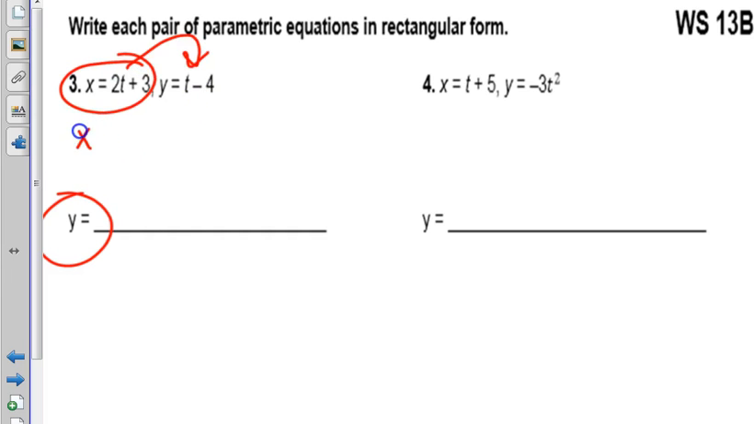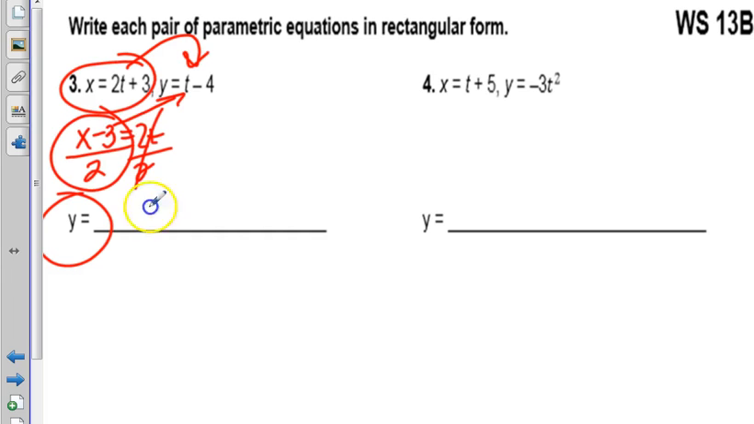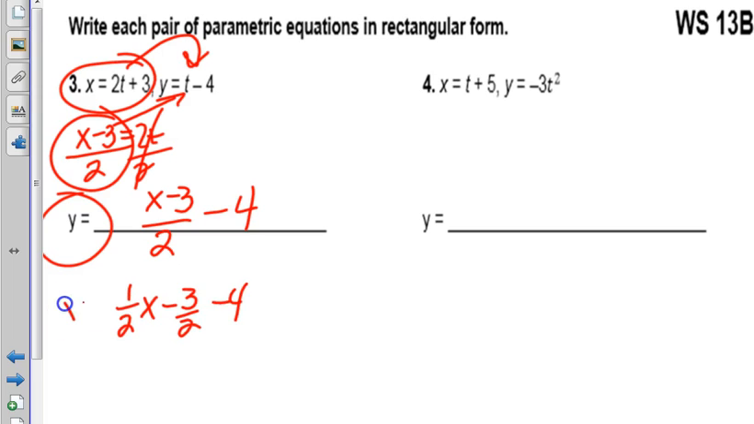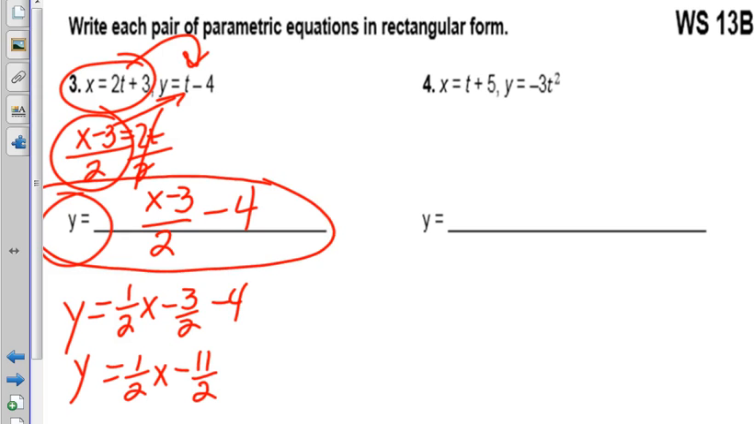All right. So x minus 3 divided by 2. And then we're going to put this in here. So it's going to say y equals what? X minus 3 over 2 minus 4. If you wanted to mess around with that, you'd have 1/2 x minus 3/2 minus 4, which would be 1/2 x minus 11/2, I think. But it's fine. What we had here is beautiful. I don't care.